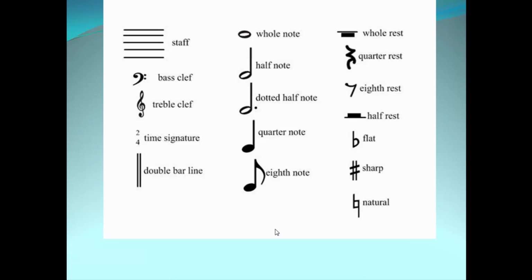Okay, so we have here, you must know these things, you must save them in your mind. This is the staff: 1, 2, 3, 4, 5 lines, 1, 2, 3, 4 spaces, equal spaces. So we're gonna see this later. And here's the whole note, half note, dotted half note, quarter note, eighth note. And here is the treble clef, bass clef, time signature, double bar line, whole rest, quarter rest, eighth rest, half rest, flat, sharp, natural.